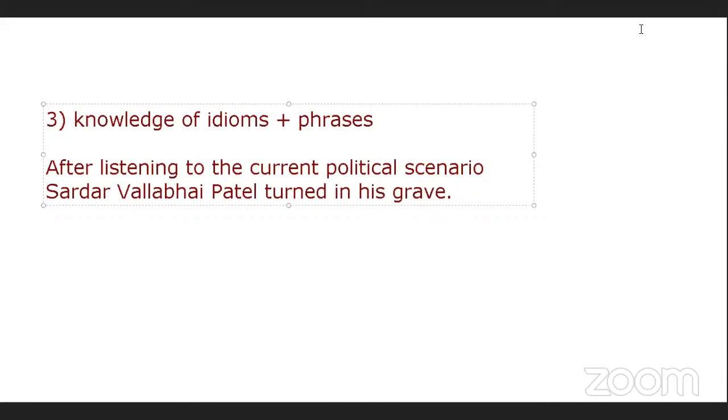And they will not give close options also. Probably they'll just give you, by the way, the difficulty level is also going to be intermediate only. Okay, after listening to the current political scenario, Sardar Vallabhbhai Patel turned in his grave.